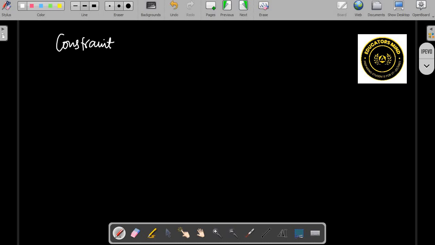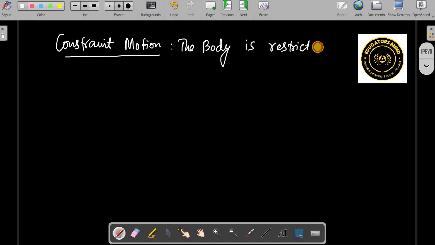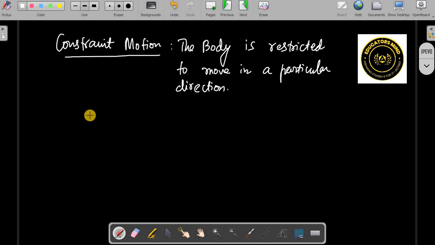Constraint motion. So constraint motion means the body is not free to move in other directions. It is only going to move in a particular direction. Constraint motion means the body is restricted to move in a particular direction.